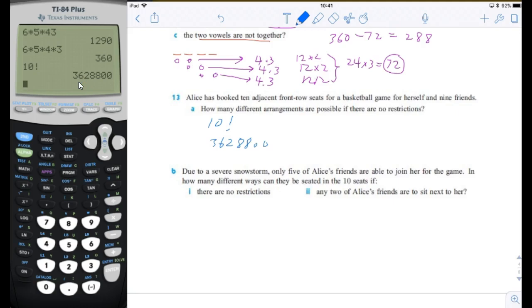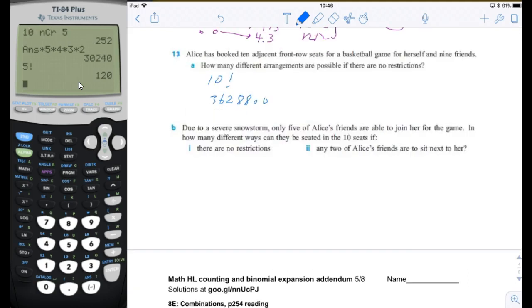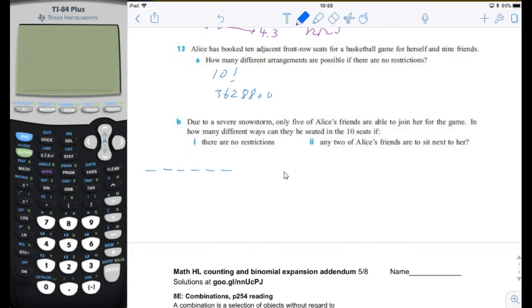B. Due to a severe snowstorm, only 5 of Alice's friends are able to join her for the game. In how many different ways can they be seated in the 10 seats if there are no restrictions? Now, normally what I would do is make the 10 seats, and then figure out how many different ways there are for Alice's 5 friends to sit here. Now, this is a weird situation because a lot of the seats are going to be empty, right? So in this case, it's better to invert the situation. Instead of making 10 slots, which represent the seats, we're going to make 6 slots, which represent Alice plus her 5 friends, so 6 people total.